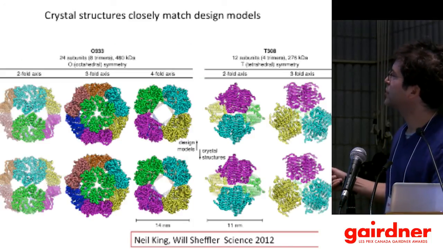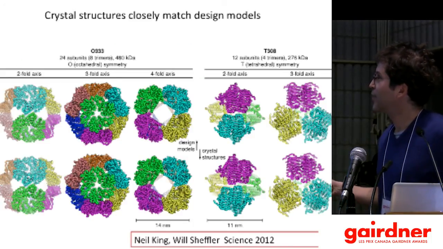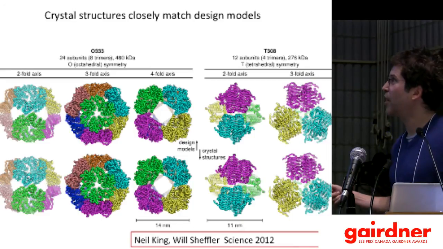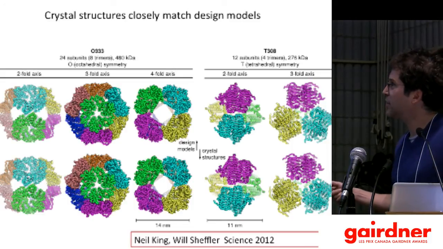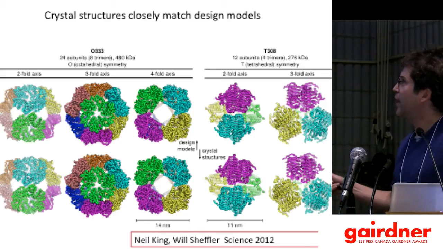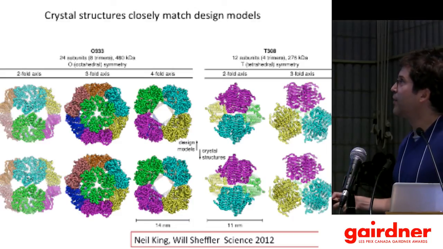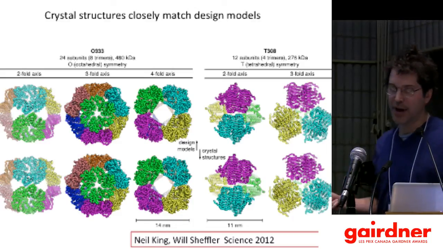What's neat about these design structures, which have octahedral symmetry, and the ones I'll tell you about in a moment, which have more complex symmetries, is that they crystallize within hours of setting up trays. It's because of their high symmetry. This shows crystal structures of two of these designs down the different symmetry axes. And again, they're almost identical to the design models.